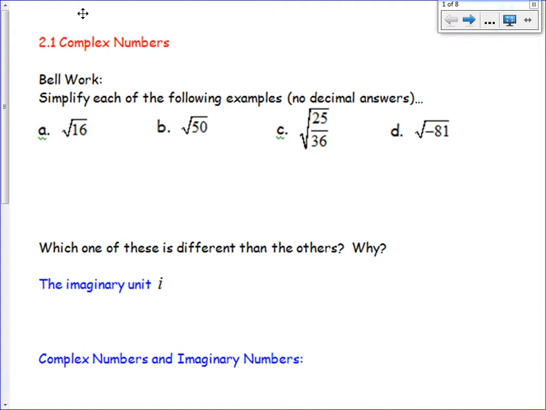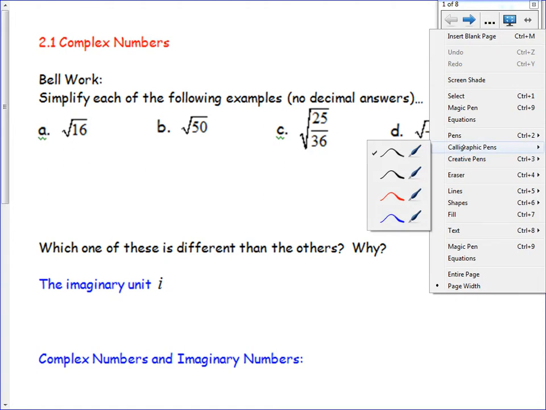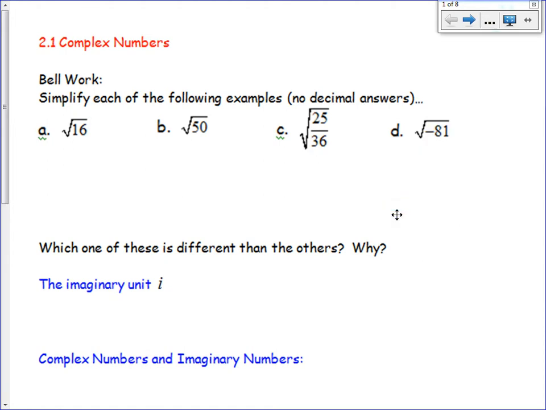All right, so at this point, you've had some time to do the build work. So let's look at the solutions. This is a review from what you've learned in Algebra 1 as well as Algebra 2. Let's look at A. To take the square root of 16.